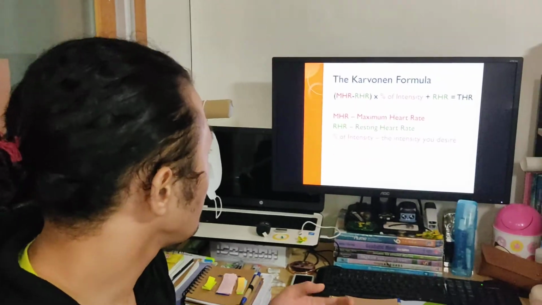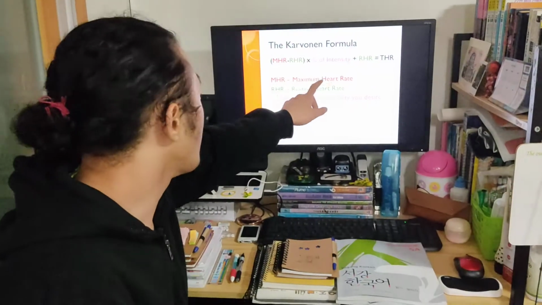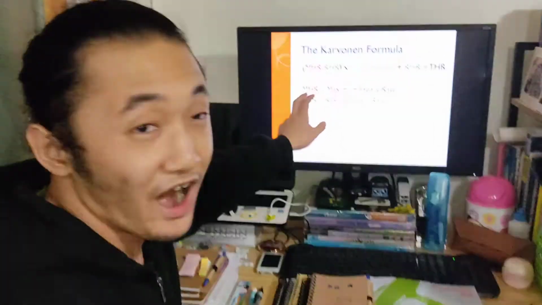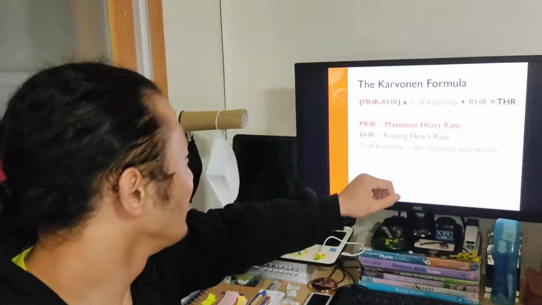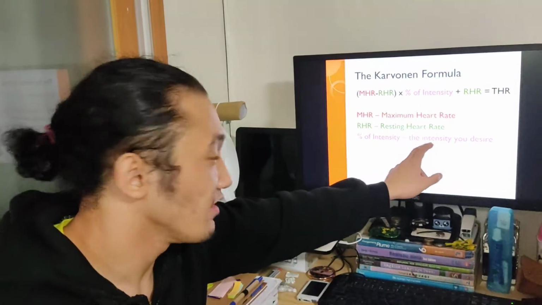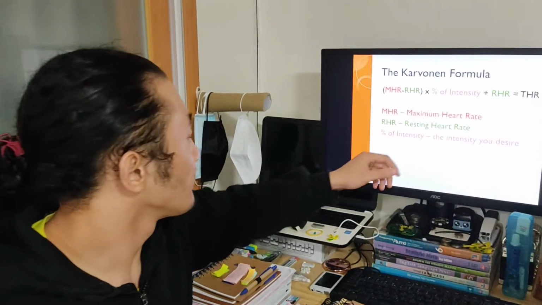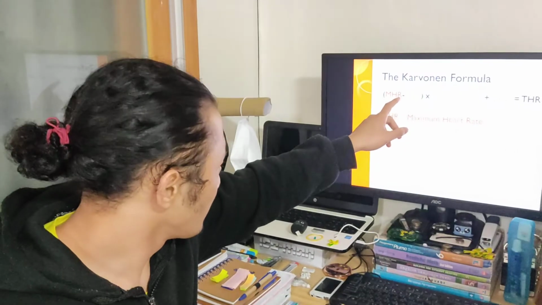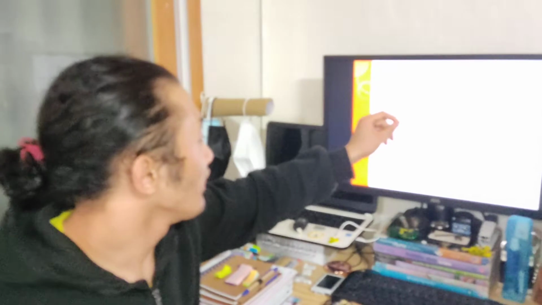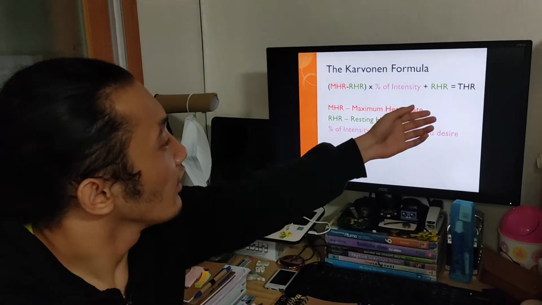To find the target heart rate, you need to use the Karvonen formula. So first, let's talk about MHR and RHR. MHR is maximum heart rate. RHR is resting heart rate. And the percent means the intensity you desire. So the Karvonen formula works like this: MHR minus RHR, times percent of intensity, plus RHR, equals target heart rate.